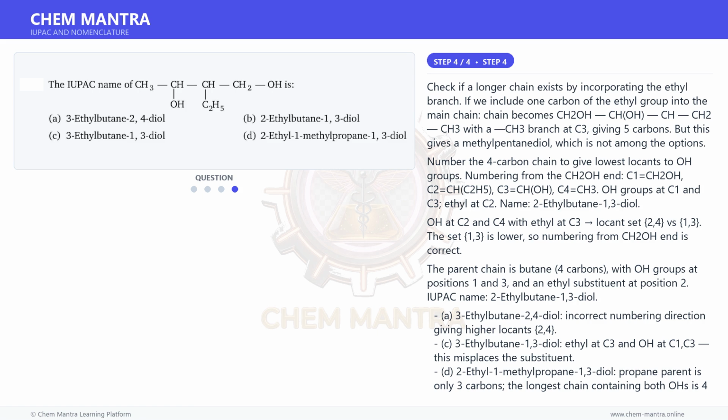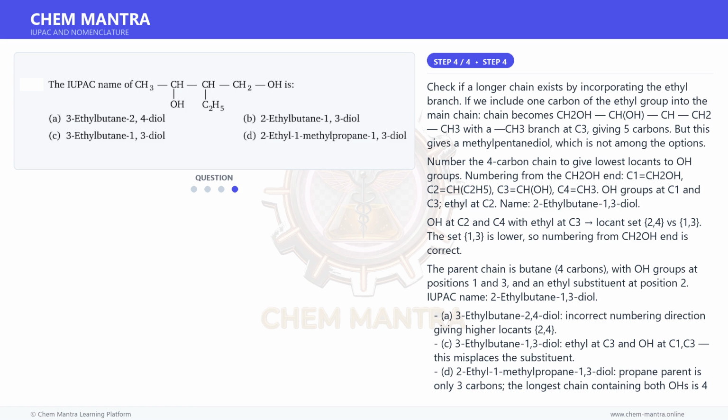Numbering from the CH2OH end, C1 is equal to CH2OH, C2 is equal to CH(C2H5), C3 is equal to CH(OH), C4 is equal to CH3. OH groups at C1 and C3, ethyl at C2. Name: 2-ethylbutane-1,3-diol. Numbering the other way gives OH at C2 and C4 with ethyl at C3, locant set 2,4 versus 1,3. The set 1,3 is lower, so numbering from the CH2OH end is correct.